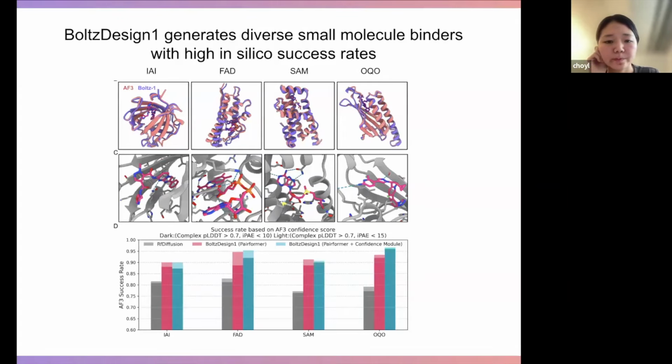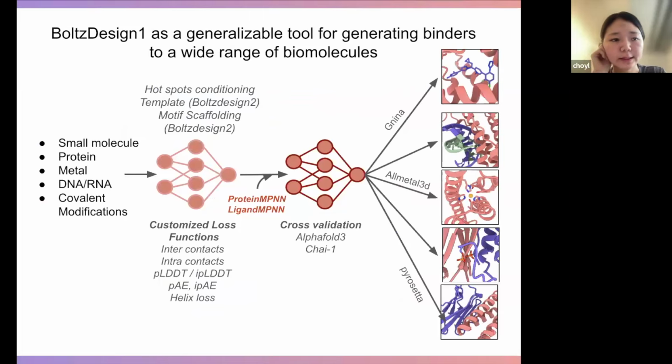confidence module. So in the summary slide, Boltz Design 1 is a generalizable tool for generating binders to a wide range of biomolecules. We can give any target to the model because we are totally relying on the power of the structure prediction model.